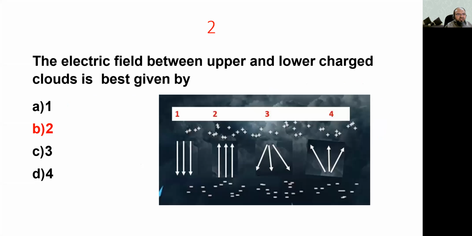Then the second question is related to the direction of the electric field. The electric field between the upper and lower charged cloud is best given by which figure? 1, 2, 3, or 4. So obviously the answer is number 2, because electric field lines will move from negative charge to positive charge.